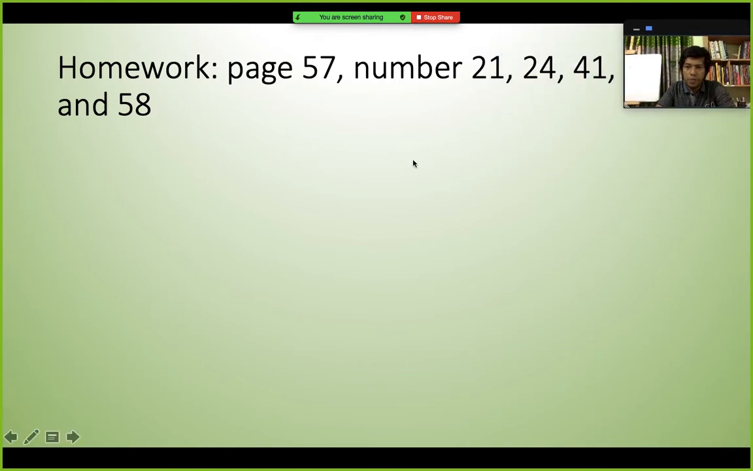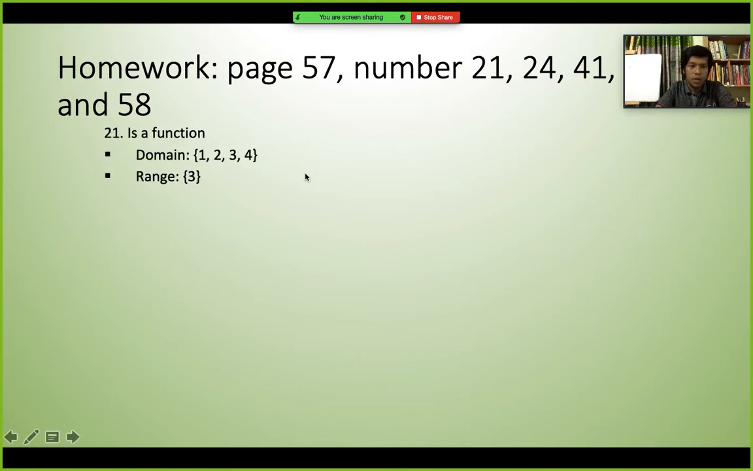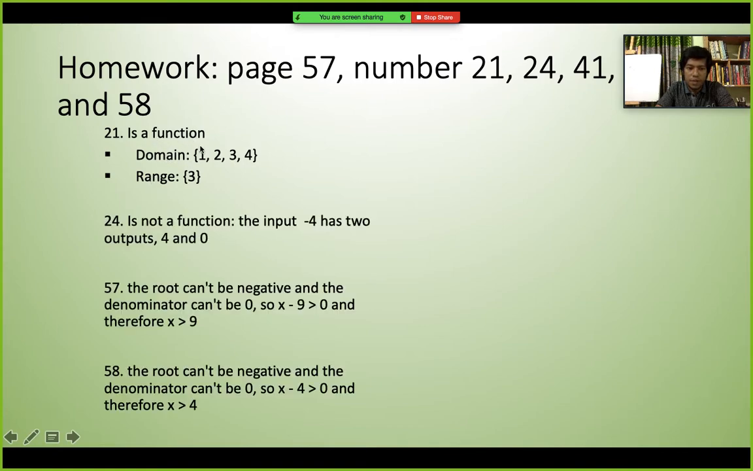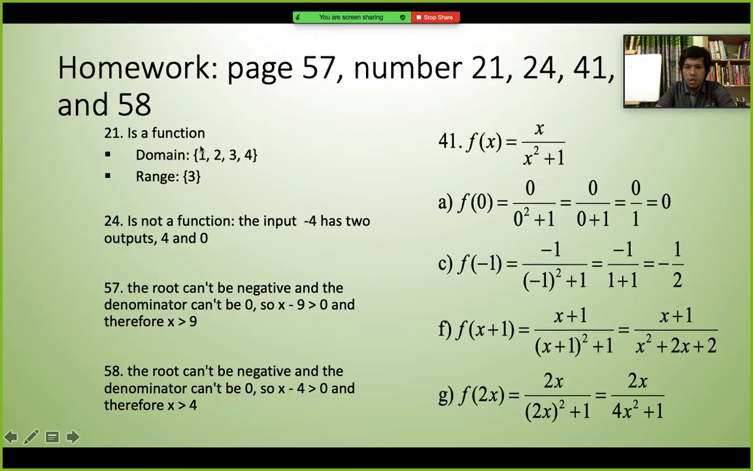So first of all, these are the maths that we said will be our homework. If you finished the homeworks, then you can just check if they are right or wrong. Number 21, these all are from section 2.1 from the Sullivan book, and of course from our PDF version. So first one is number 21: is this a function? What is the domain and range? So these are the domain and range for 24, 57, 58, and then number 41.